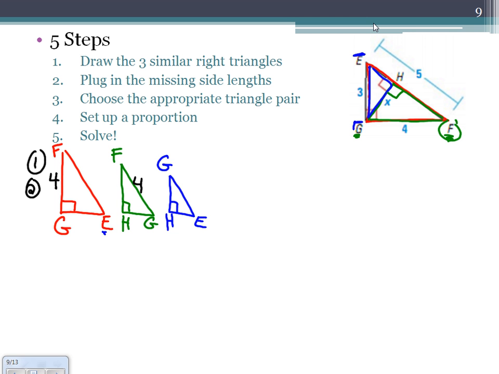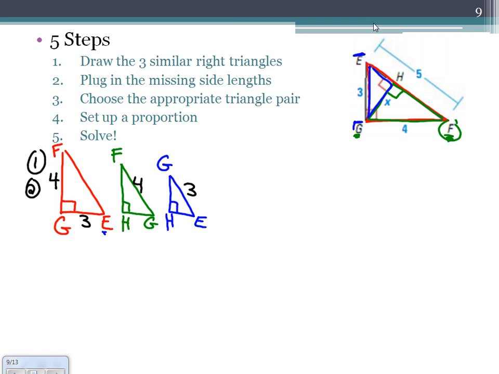Let's plug in the 3. Where do you see a 3? What's the side for 3? Julian? Bottom of the red, EG. Where else? What's that side called for the small triangle? Very good, the hypotenuse. Okay? We did the 4, the 3.